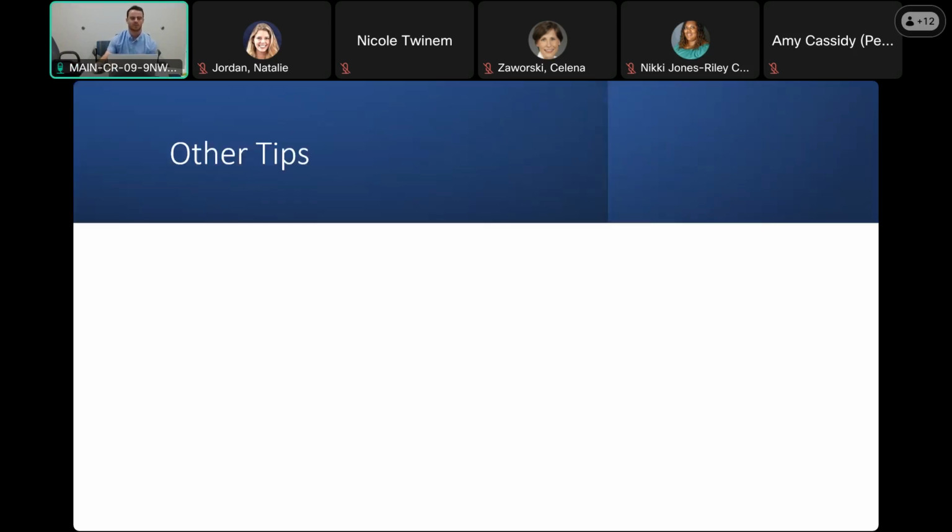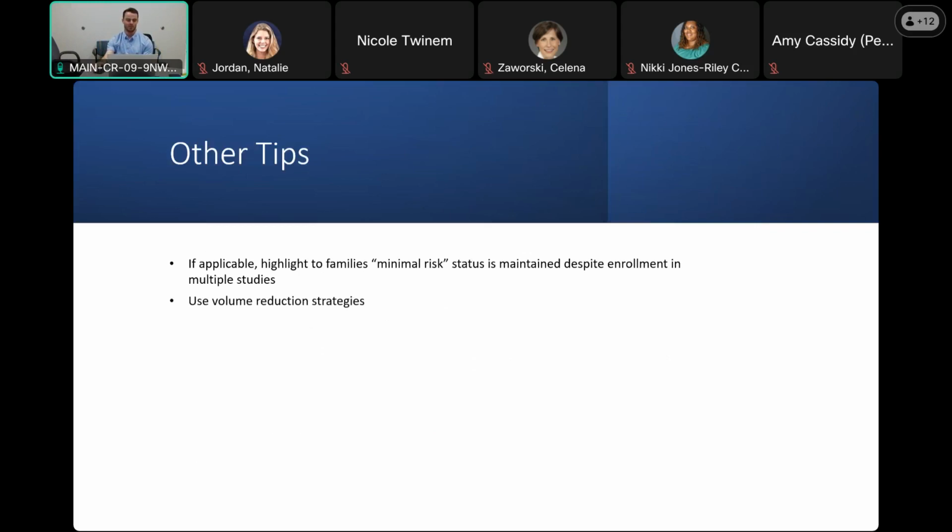Some other tips. If applicable, highlight the family's minimal risk status, despite the enrollment in multiple studies. Use volume reduction strategies, as I mentioned. Timing and anticipation is everything. Hold off on an approach to achieve a single approach and eliminate the staggering. It does impact consent willingness, or even the willingness to hear about research, if you are staggering the approaches.